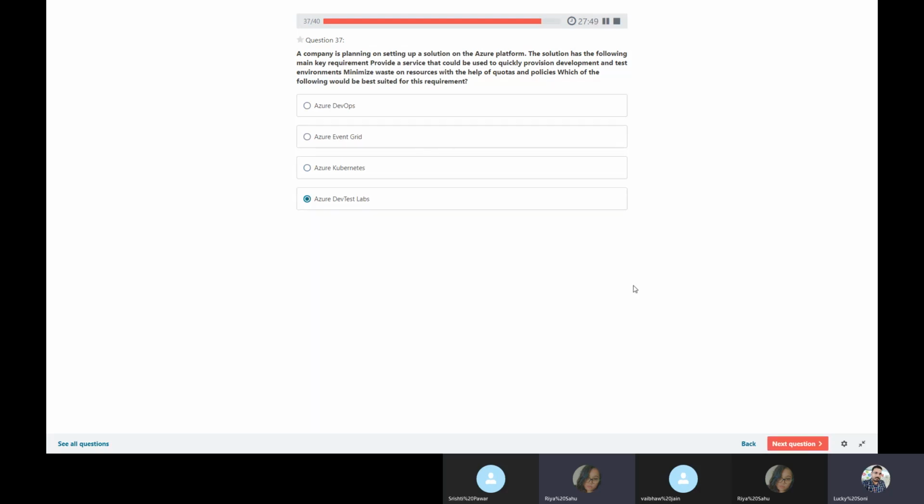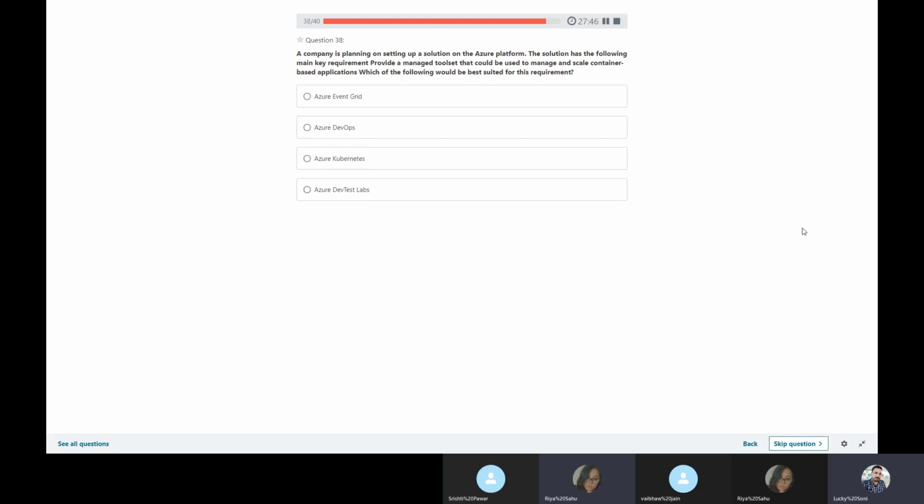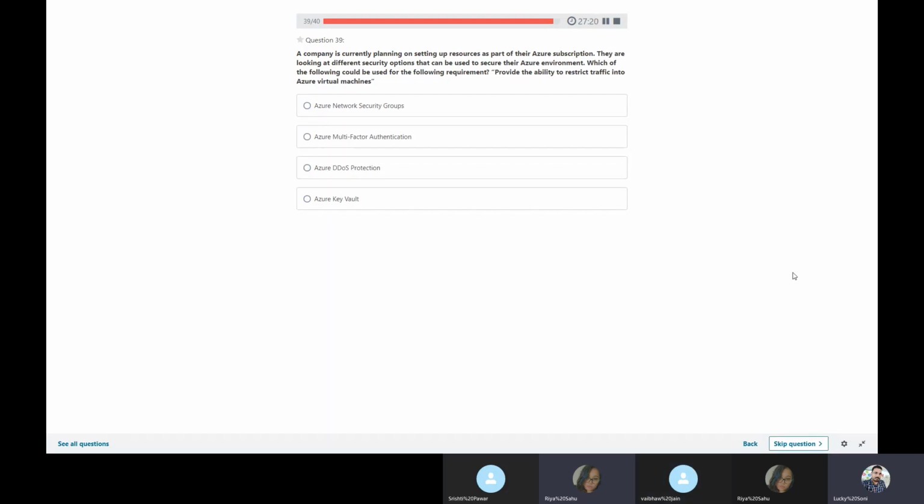Got the visibility? Okay. Question number 38, please. A company is planning on setting up a solution on the Azure platform. The solution has the following main key requirement: provide a managed tool set that could be used to manage and scale container-based applications. Which of the following would be best suited for this requirement? Container-based applications means very simple, Kubernetes only, right? Okay. Question number 39, please.